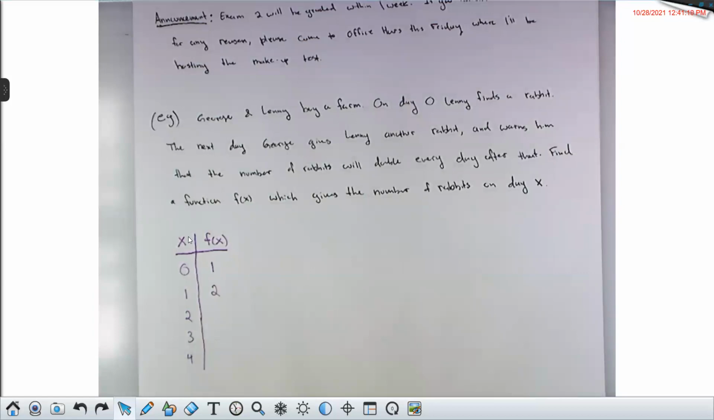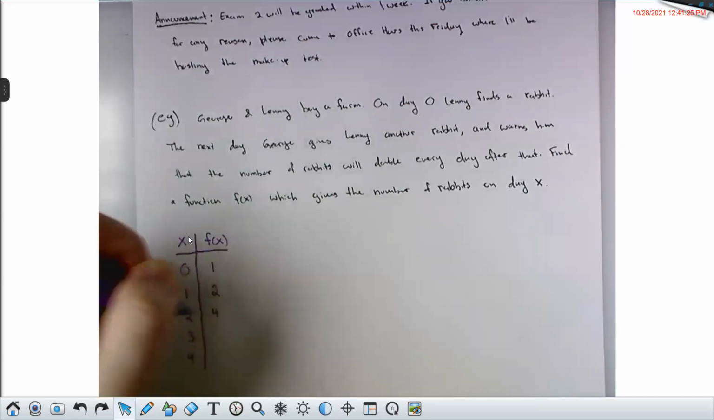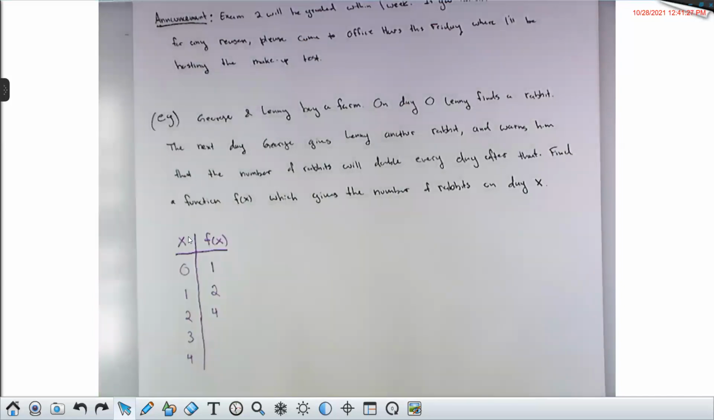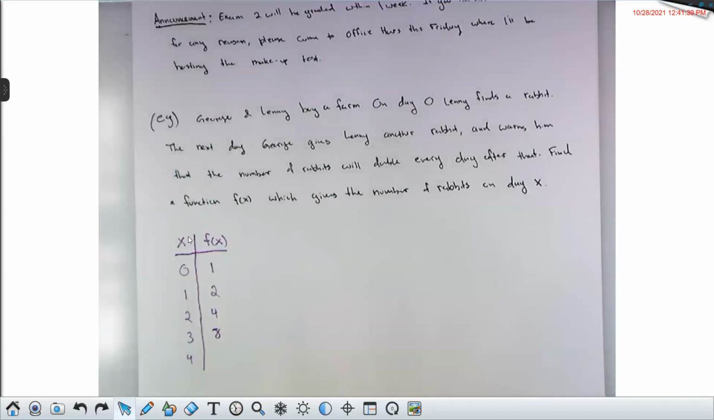4. Good. All right. Every day the number of rabbits doubles. He had 2 the day before, so the double of that is 4. Okay. On day 3, how many rabbits does Lenny have? 8, right? Because every day the number of rabbits doubles. These rabbits are busy. And on day 4, how many rabbits? 16. Very good, 16.